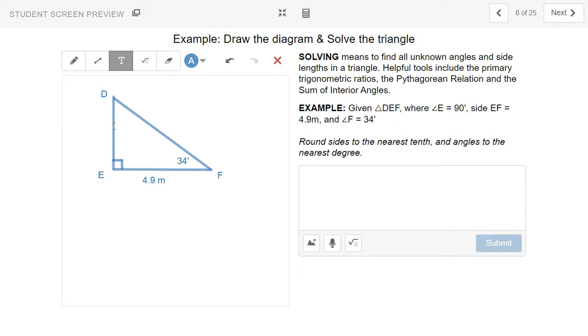Now we need to find one angle, and we have two sides left. So first of all, let's do the angle because the angle looks like it's pretty straightforward. We're going to use the sum of the interior angles. So we know that angle D has to be equal to 180 minus 90 degrees minus 34 degrees. So we get D is equal to 56 degrees.